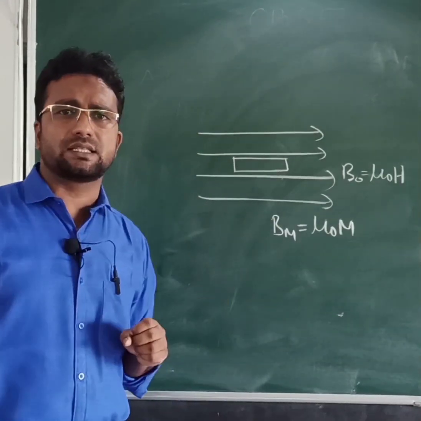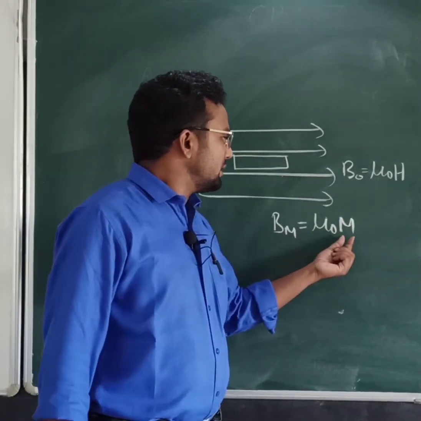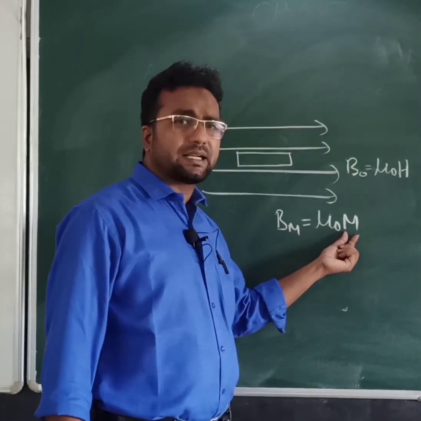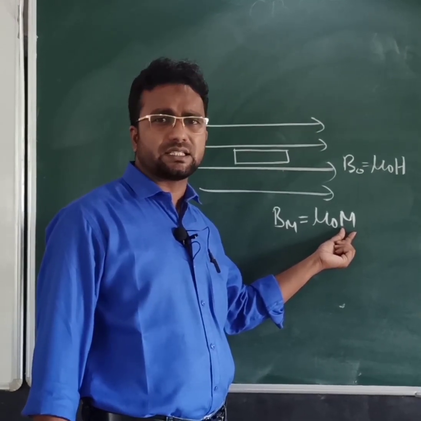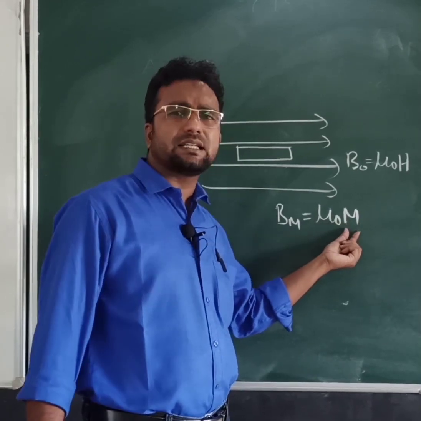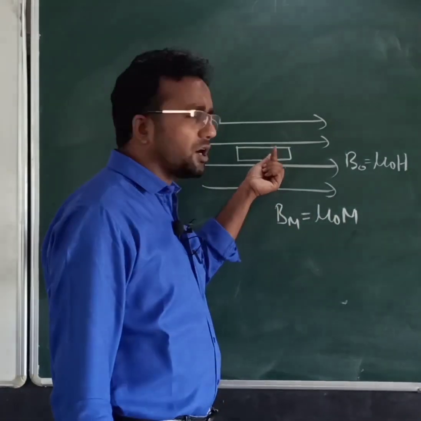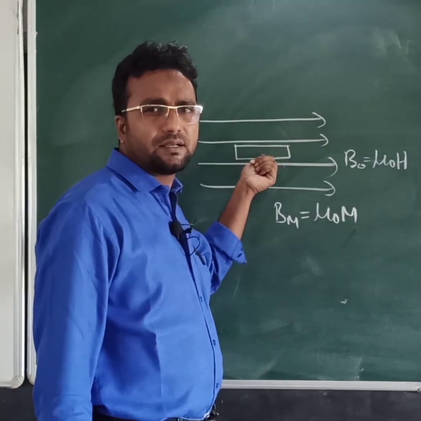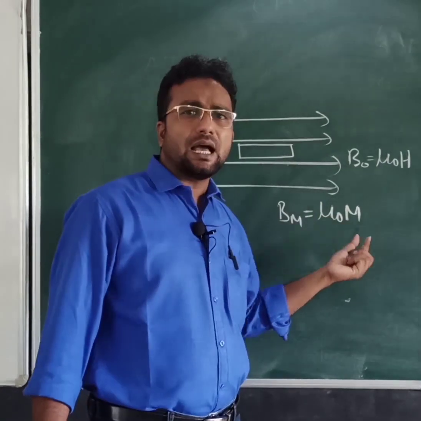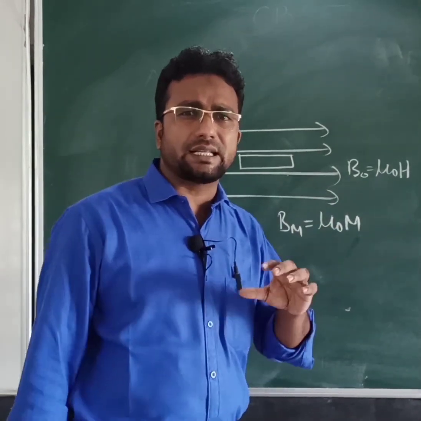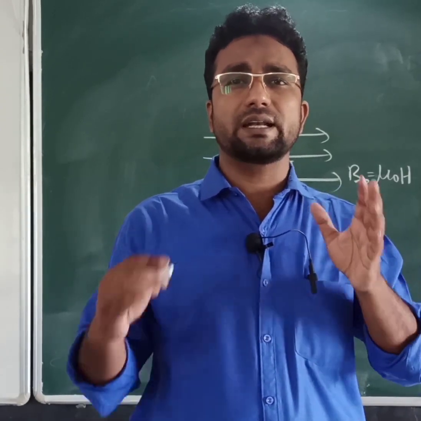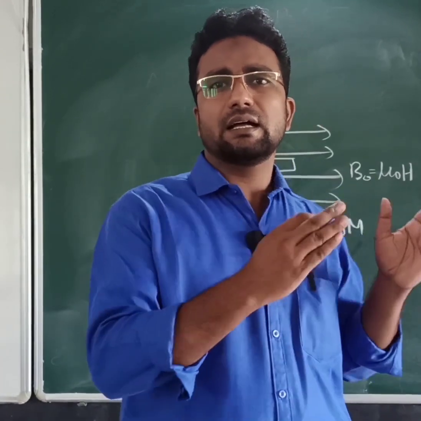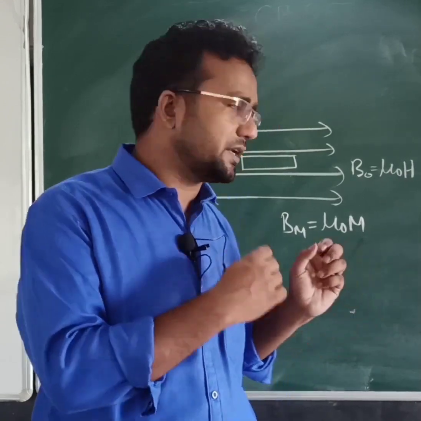Here M is the intensity of magnetization of the substance, or magnetization intensity. Magnetization intensity is a property of the material. It tells the ability of the material to acquire magnetization when kept in a magnetizing field.